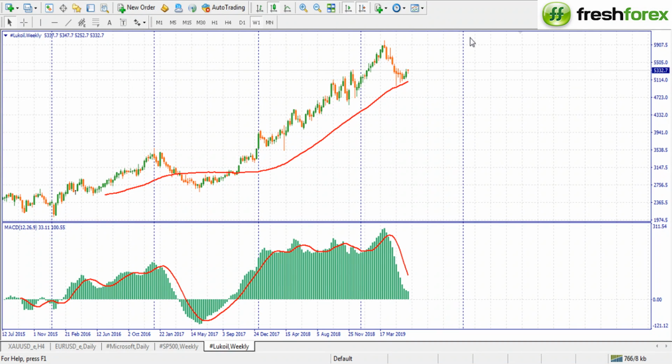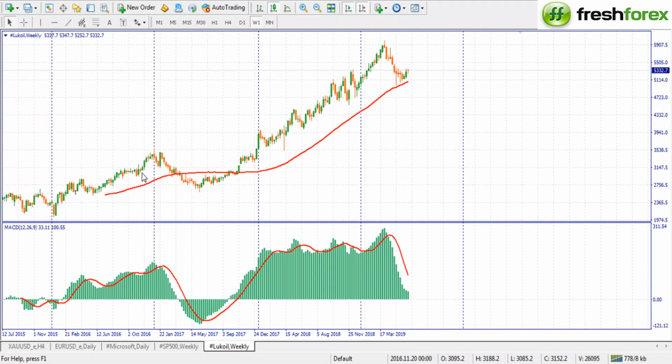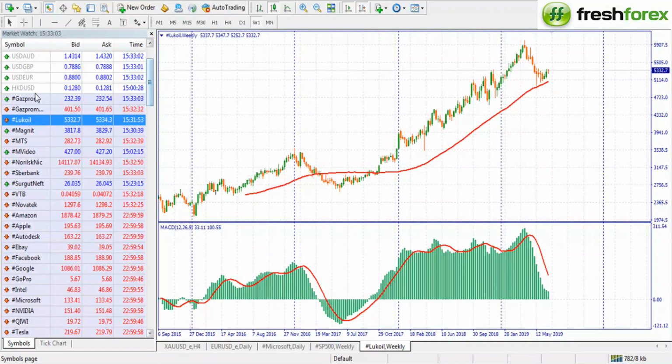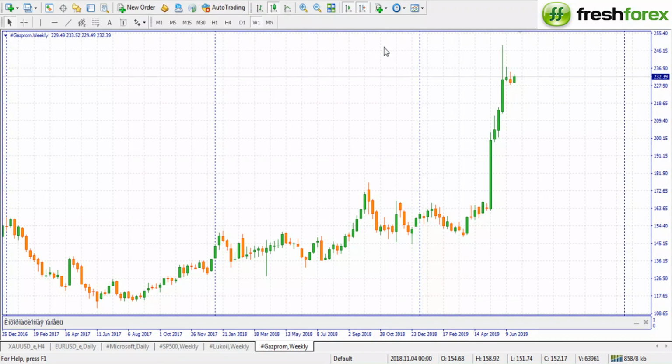We move to the last one. The last asset was actually Gazprom. I'm referring to Gazprom, not Gazprom Neft. So this is also upwards. I'll put that chart. Gazprom, the first one. This has also been upwards for some time, so we expect it to proceed higher. This is how it has been performing.